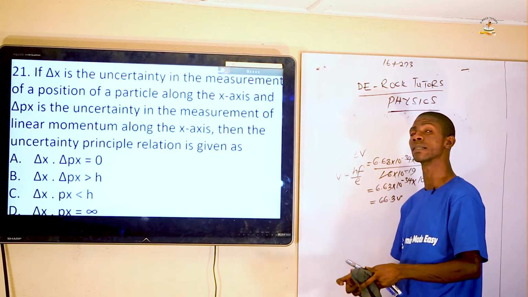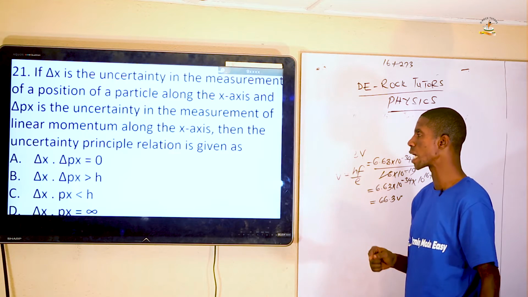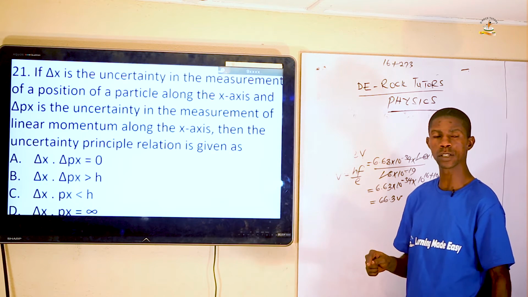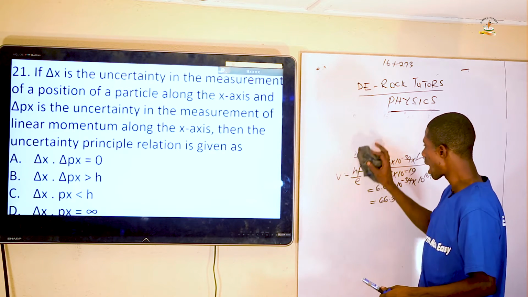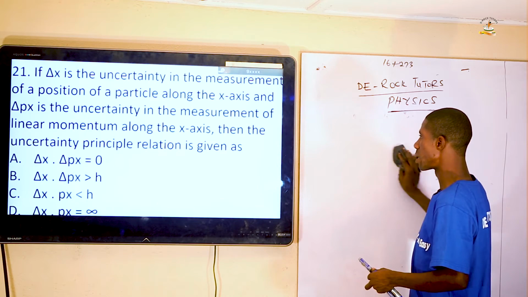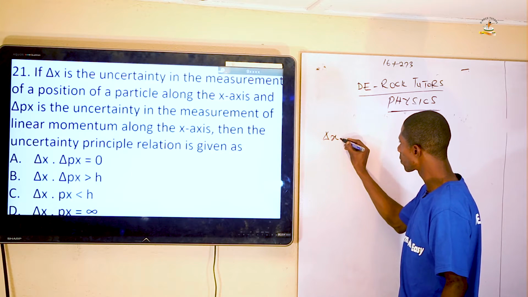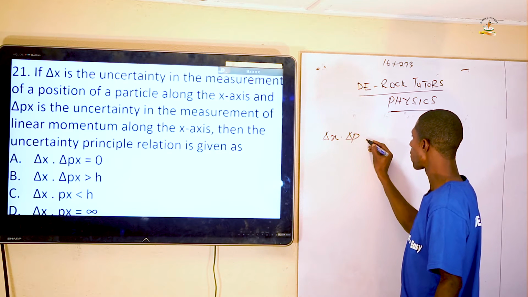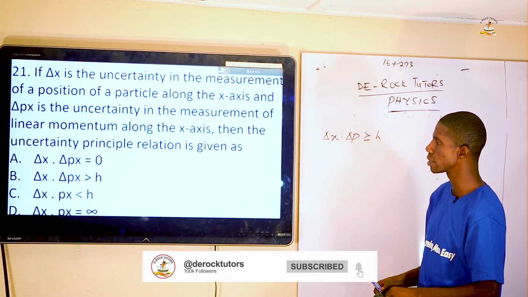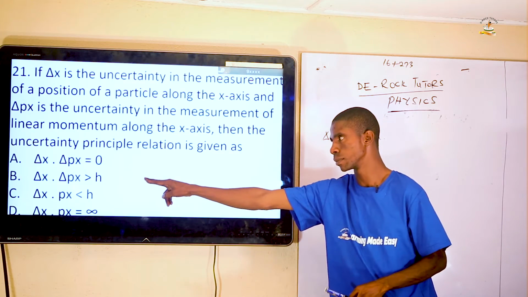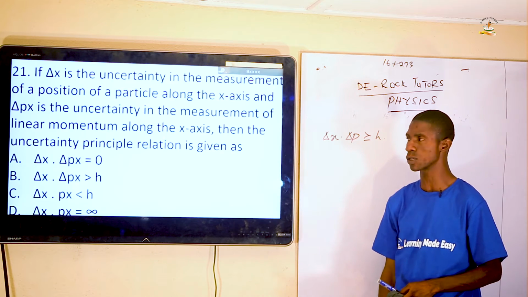But the uncertainty principle actually states that it is highly impossible to measure simultaneously the position and momentum of an electron, and likewise the energy and time, with high accuracy. So in that case, we are relating the change in position and the change in momentum as greater than or equal to the Planck constant. So which one shows that? We have option B. So which is greater than or equal to h? So option B is the answer to that question.